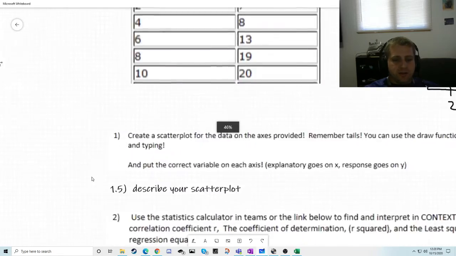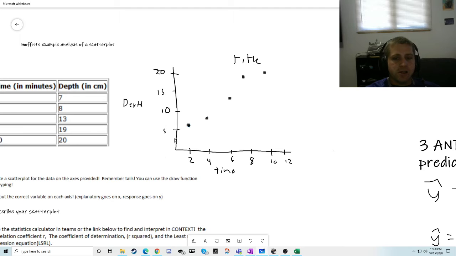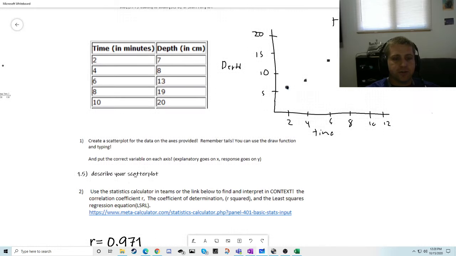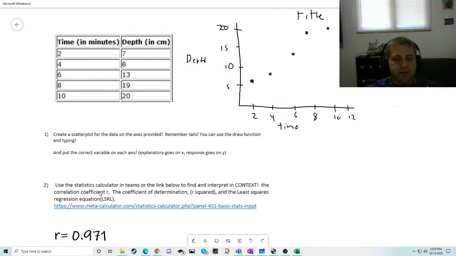I didn't ask you to describe your scatter plot, but remember direction, strength, form. So this is strong, positive, and linear is how I would describe that. Well, it's not part of your assignment, so I'm just going to do a nice little delete. Okay, so I said use the statistics calculator in Teams or the link below to find and interpret in context.